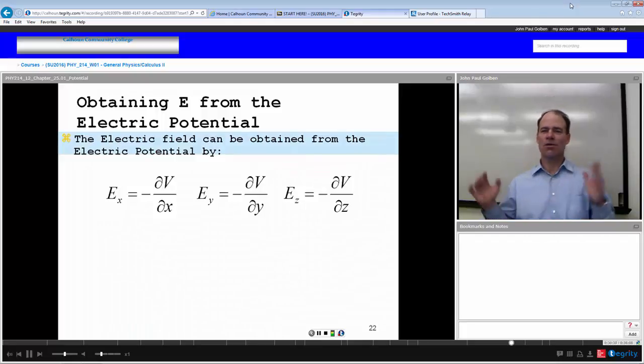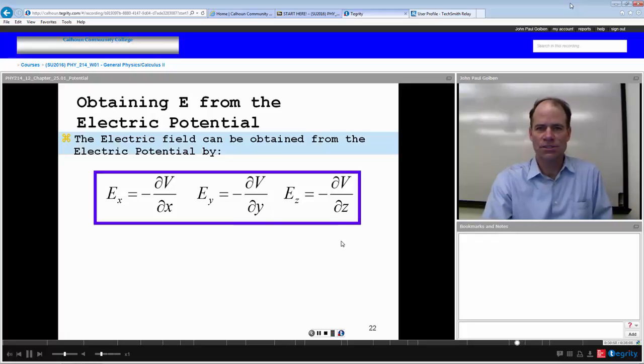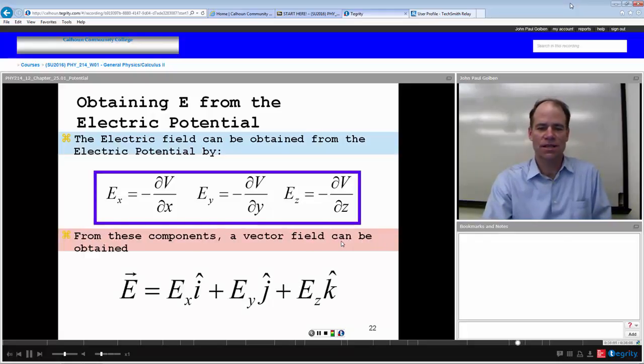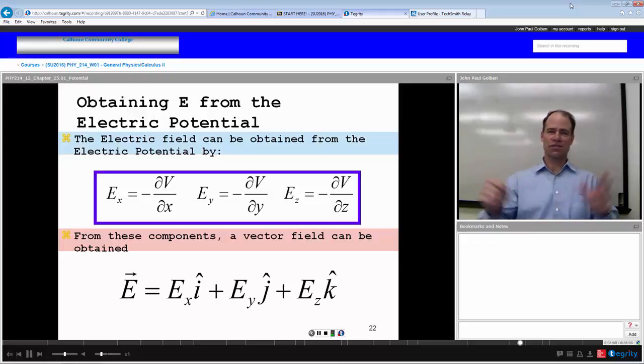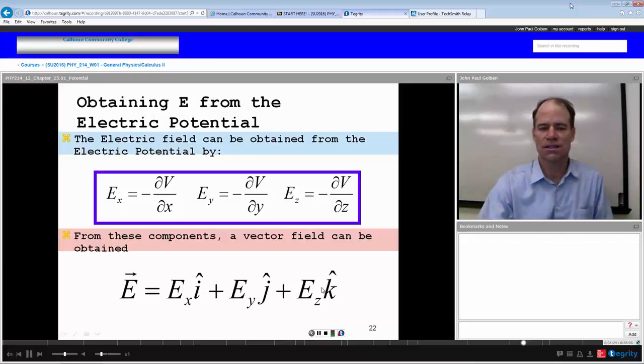So we can start with the scalar potential, and we can get a vector electric field from that potential by taking the derivative of our components of the electric field for i, j, and k. We can construct a vector electric field from a scalar potential. How great is that? Because scalar potential is easy to set up. We just add up all the values, connect the dots, make our scalar potential, and then if we take the derivative as a function of x, y, and z, we can construct the electric field from that scalar potential.